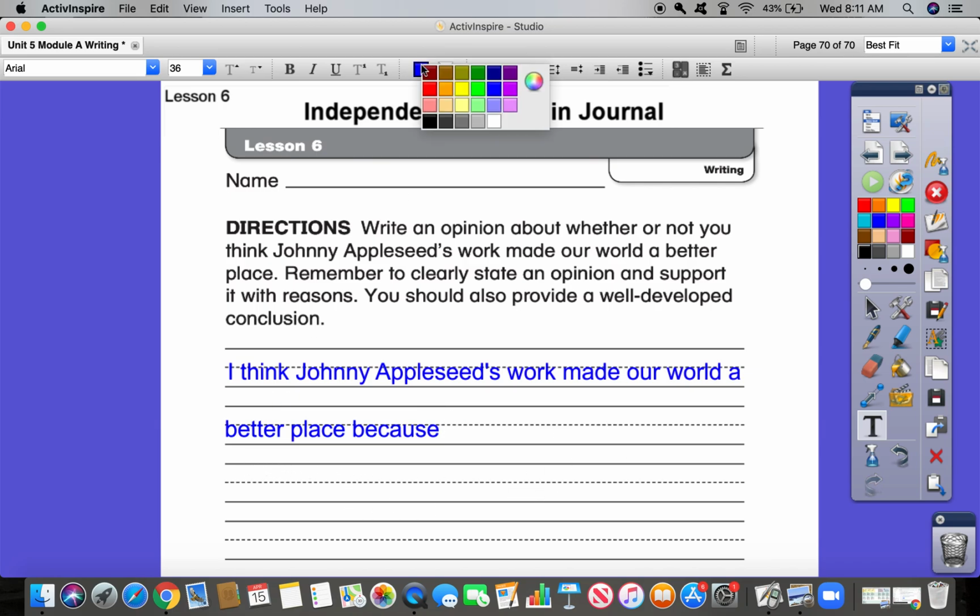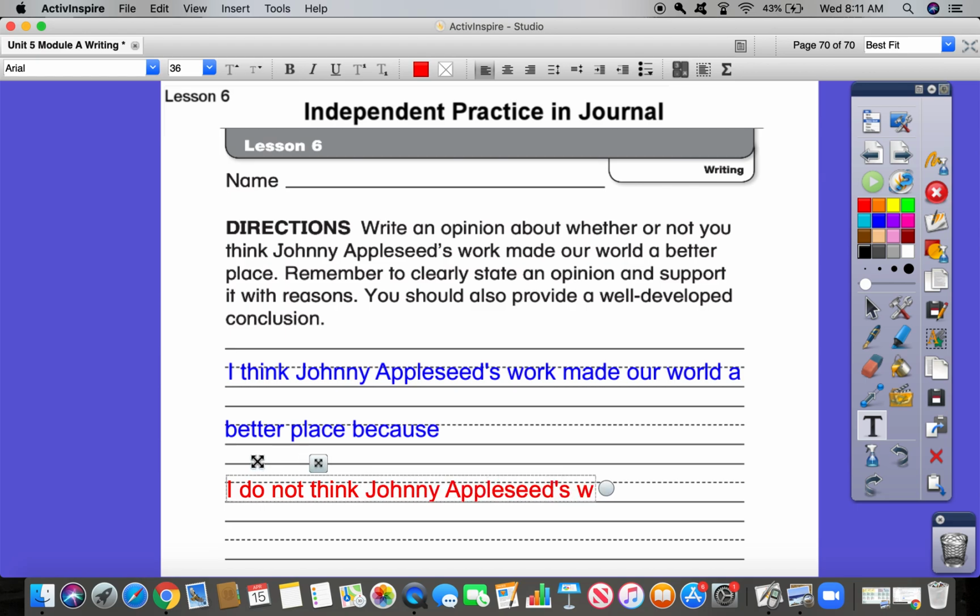Now, if you disagree, and that's also okay, this is your opinion, as long as you give reasons, your sentence starter would say, I do not think Johnny Appleseed's work made our world a better place because. Okay? So you'll use the first sentence starter if you agree, if you think that his work made our world a better place, and then explain why. Don't forget a conclusion. And then this is a sentence starter if you disagree, if you think that maybe his work did not make our world a better place.